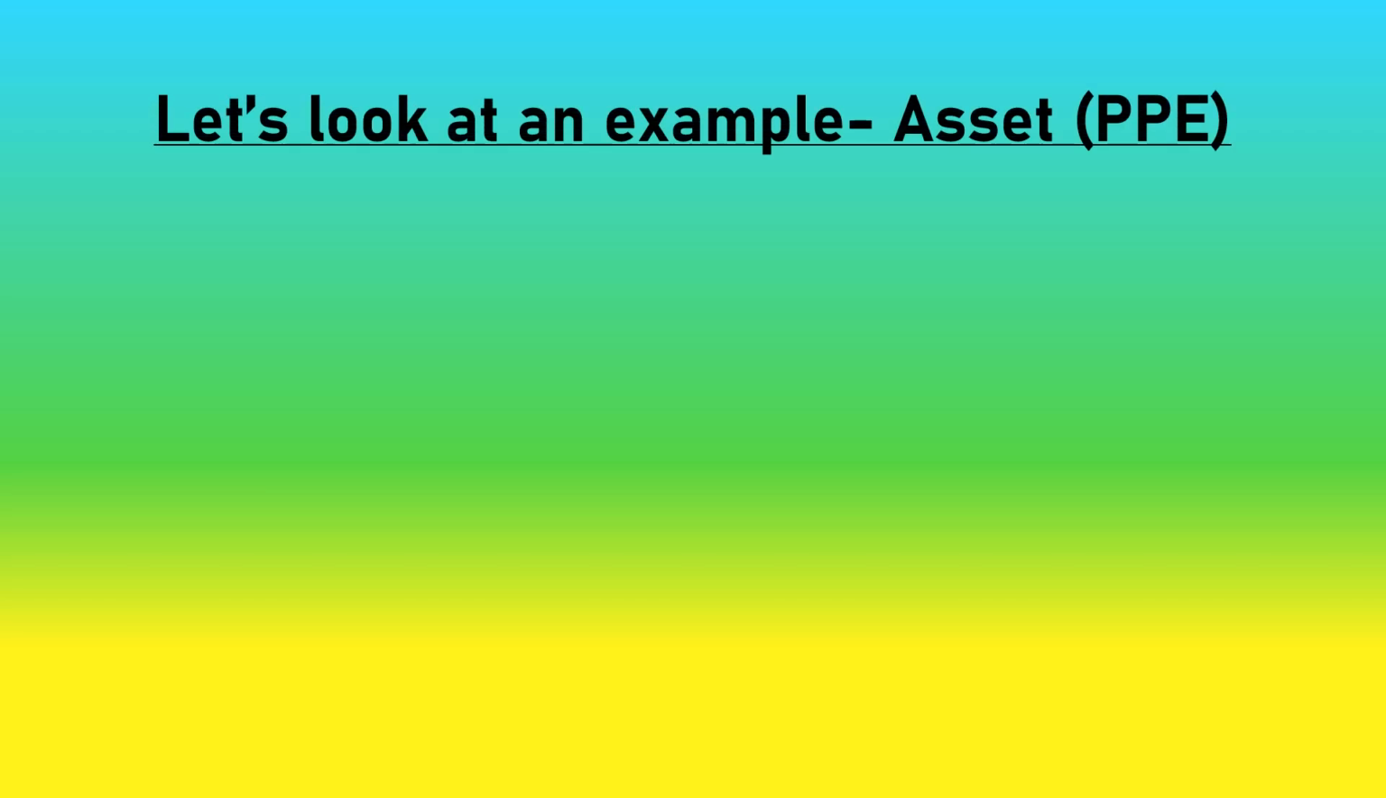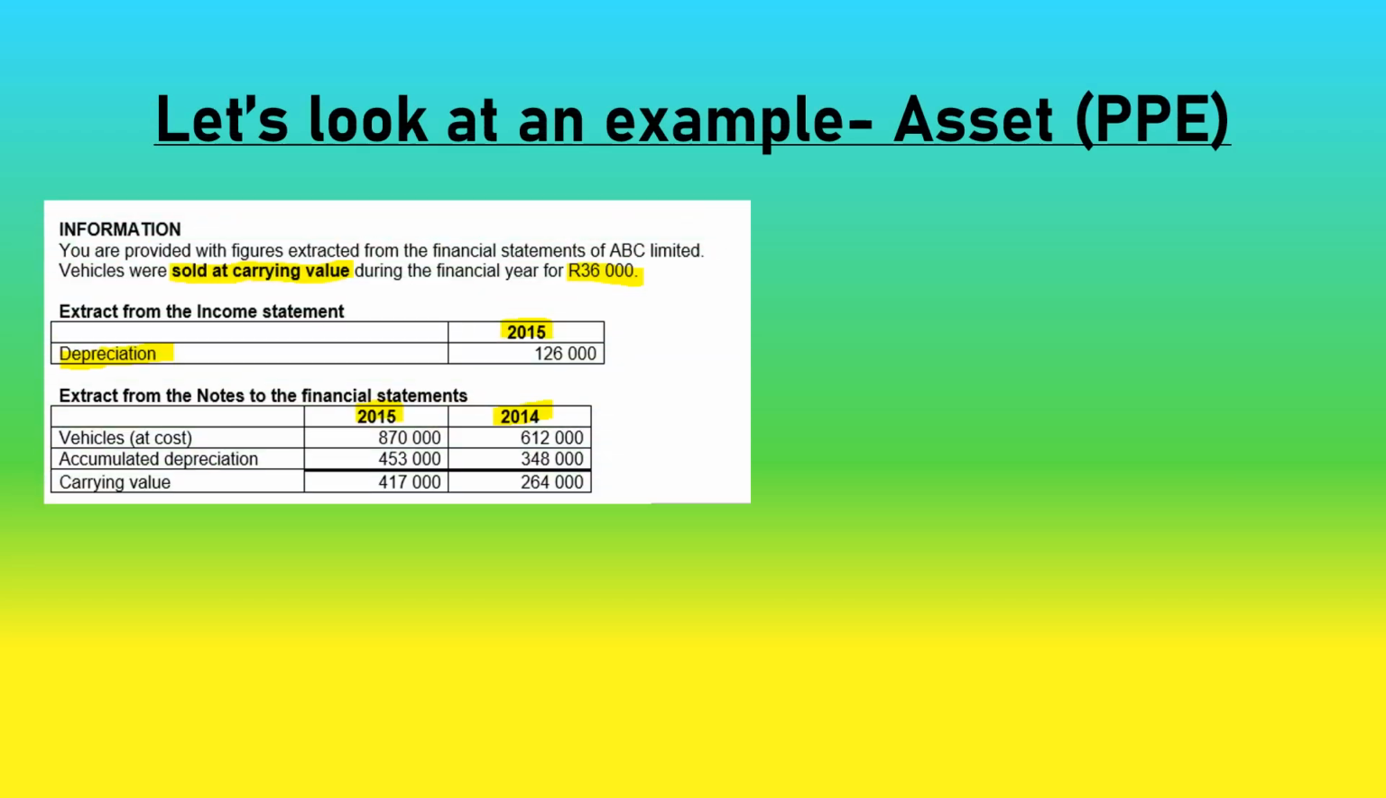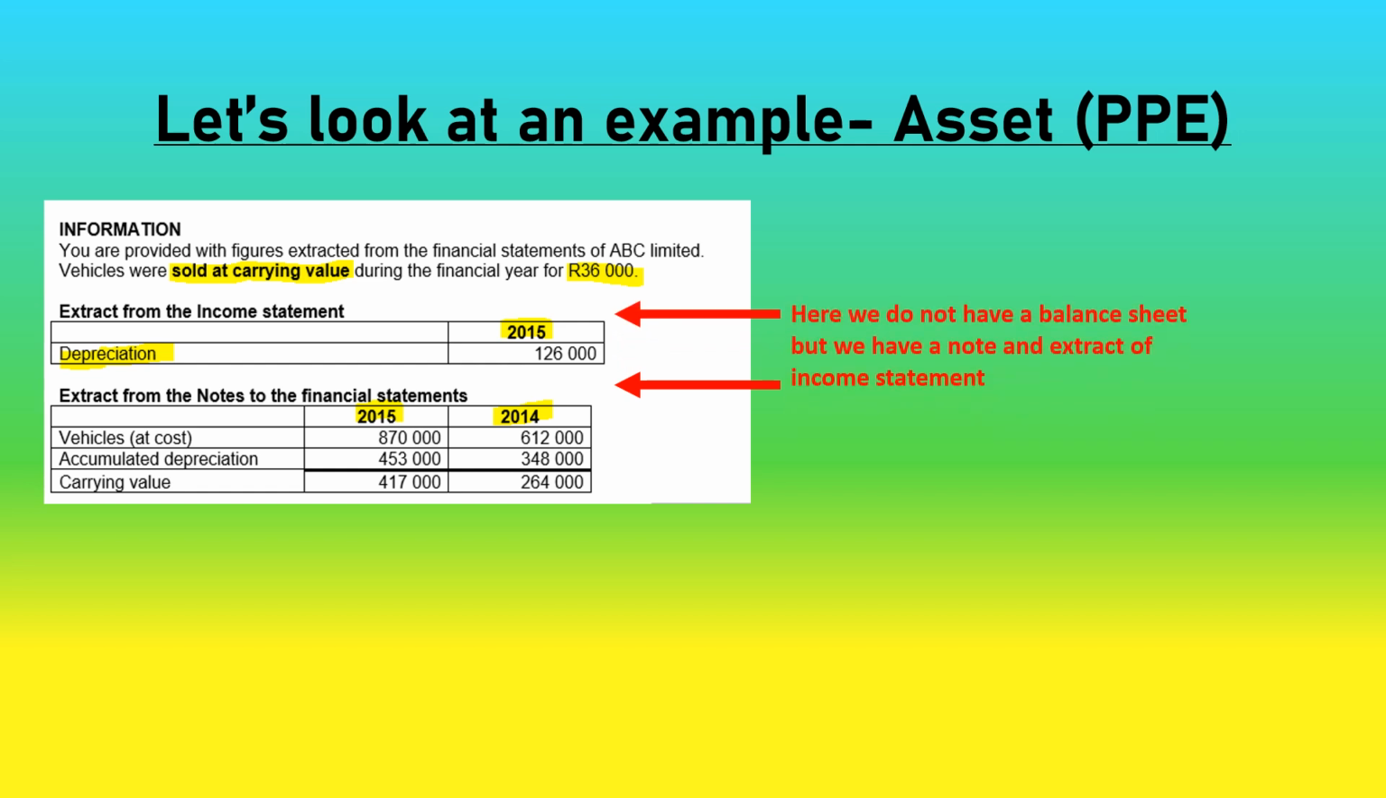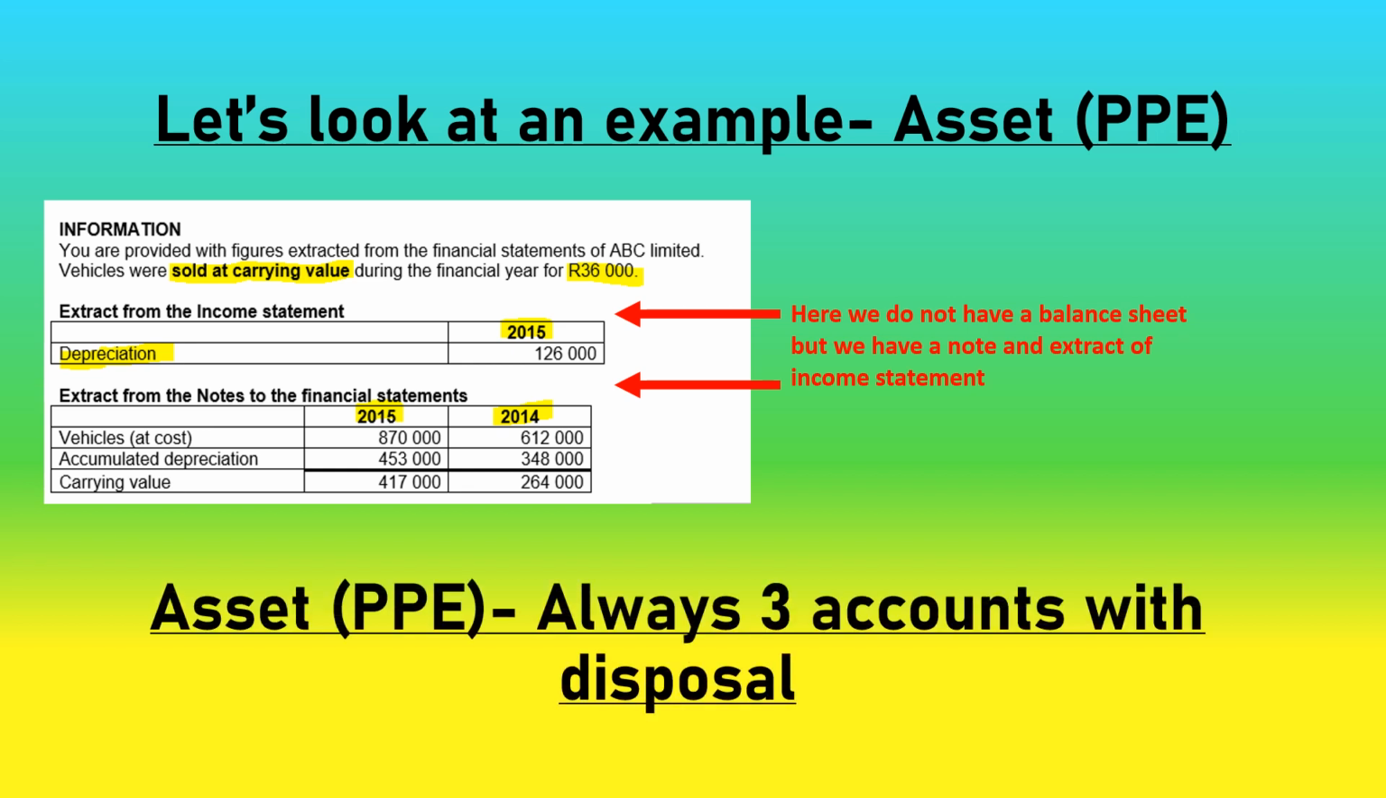Let us look at another example, which is your PPE example. In this example, you will learn how to calculate your accumulated depreciation and also to calculate when you've purchased an asset. This example is interesting because it also has an asset that you have sold. So, just as a given, every time you sell an asset, you will always deal with 3 accounts. Your asset account, the accumulated depreciation account, and your profit and loss account. That will not change. You will always deal with these 3 accounts.